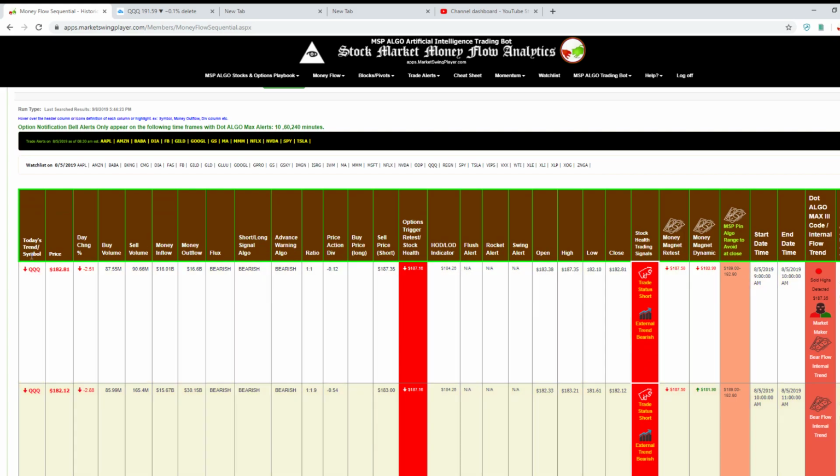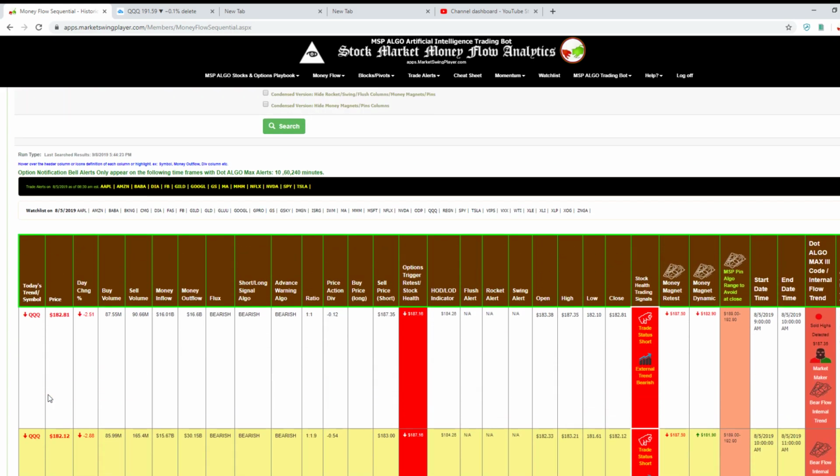So we have today's trend and a symbol. So if the trend is red, it's bearish, and if the trend is green, it's bullish. In this particular day, this is QQQ, it is bearish. The price, the day change from the last open, the buy volume, sell volume, money inflow, money outflow, flux is the money coming in or out. Bearish means more is going out than coming in.